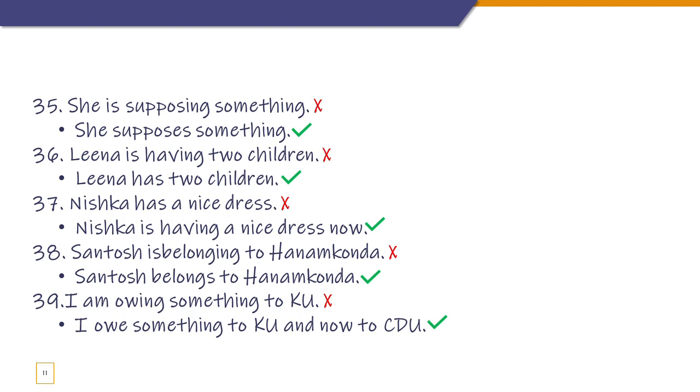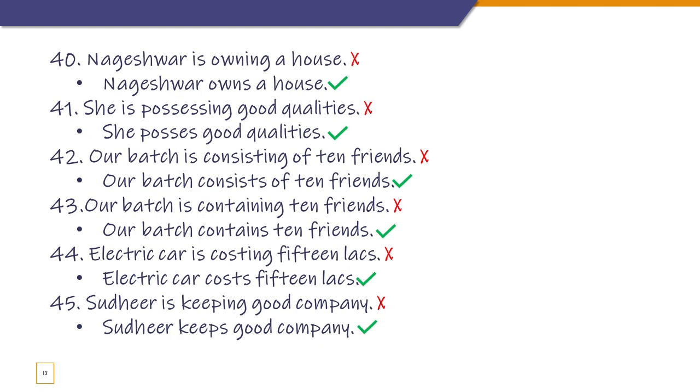I'm owing something to KU. Owing is again a stative verb. So you use I owe something to KU. Right, let's go to the next one. Nageshwar is owning a house. So again, owning is a possession, which is a stative verb. So you say Nageshwar owns a house. She is possessing good qualities. Okay, which is wrong. You say she possesses good qualities.